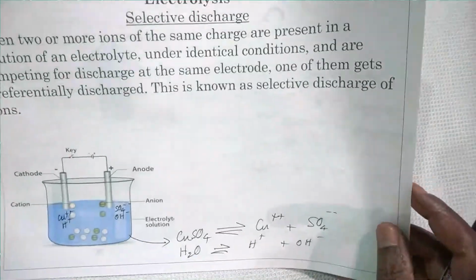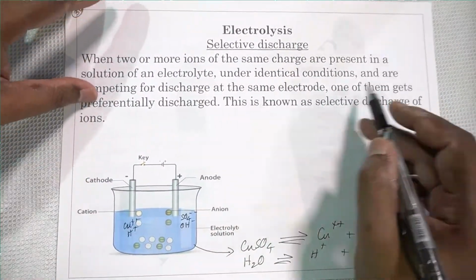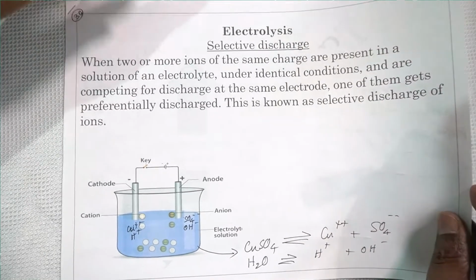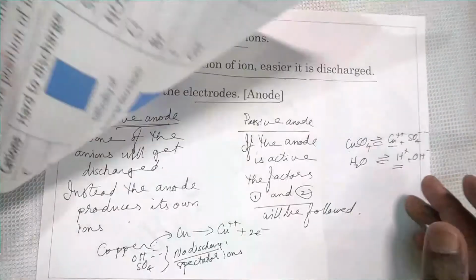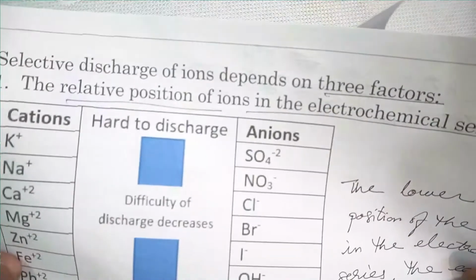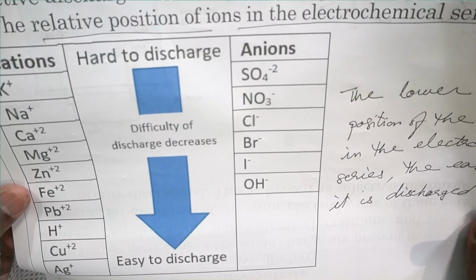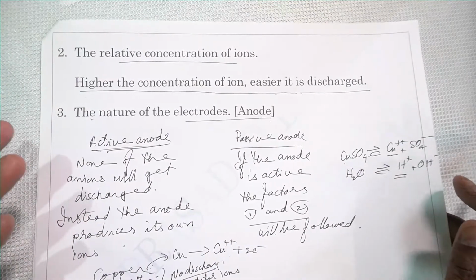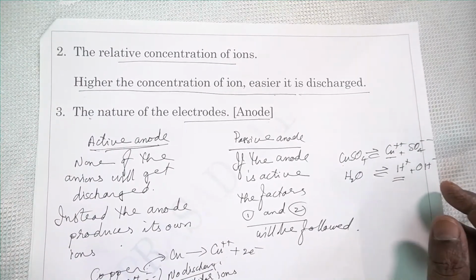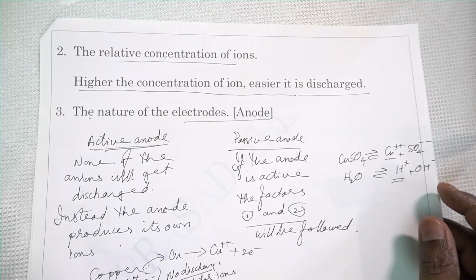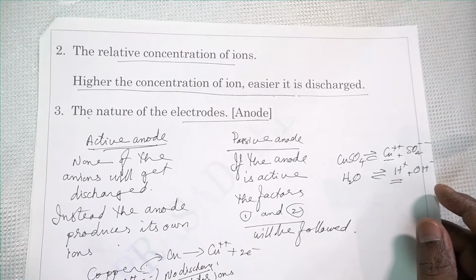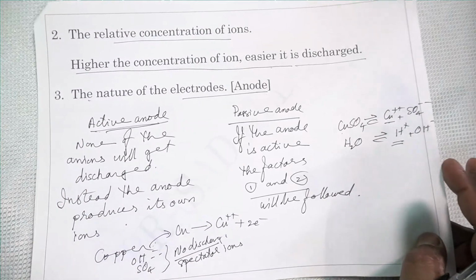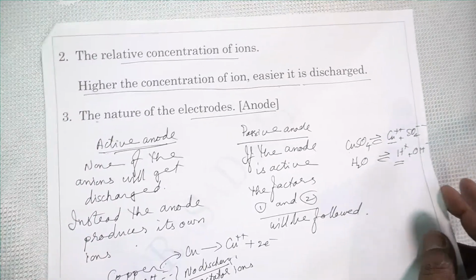So, for selective discharge, there are 3 factors. Selective discharge is the preferential discharge of any particular ion when more than one such ion is present in the electrolyte at a particular electrode. It depends on 3 factors. Number 1 is the position of the ion in the electrochemical series. The lower the position, the easier it is discharged. Second factor is the concentration of the ion. Higher the concentration of the ion, easier it is discharged. And third factor is the nature of the electrode. It applies only to the anode. If the anode is active, it gives its own ions. No anion will be discharged. If the anode is passive, the factors 1 and 2 will be followed.